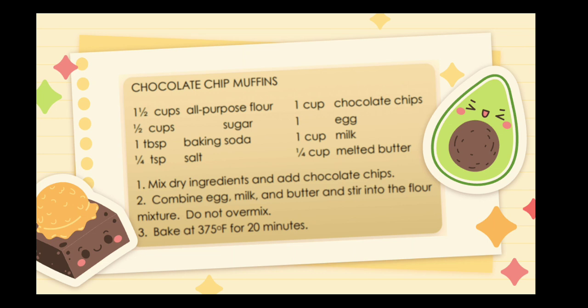Let's look at an example. You can see that all the ingredients have been listed on the top, and we have the title, chocolate chip muffins. And then the steps. Mix dry ingredients and add chocolate chips. Combine egg, milk and butter and stir into the flour mixture. Do not overmix. This is a caution. Number 3, bake at 375 degrees Fahrenheit for 20 minutes.